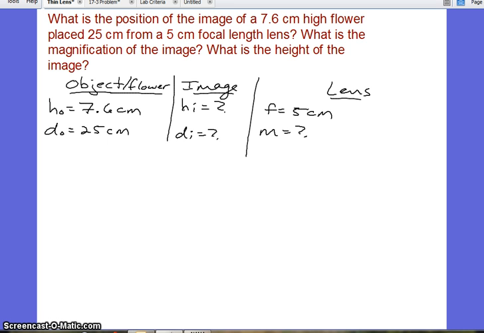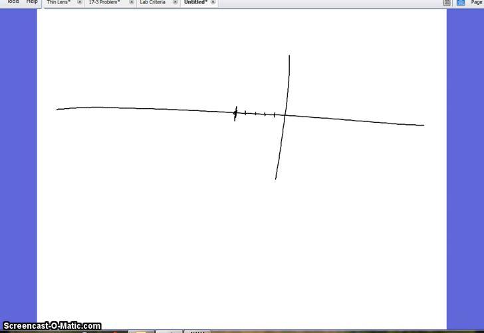Okay, so we're going to solve for this mathematically, but it might be a nice idea to actually see what it should be through a graphical method. This way we can check our answers. So let's see what it would be graphically. Here's our lens and our principal axis. We have 1, 2, 3, 4, 5. This is our focal length. And there's a focal length on the other side as well, 1, 2, 3, 4, 5. Here's our focal length on the other side.